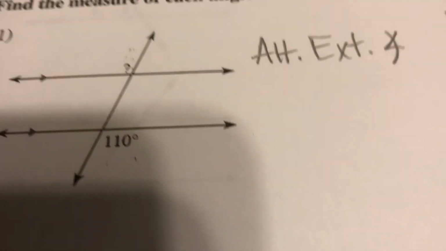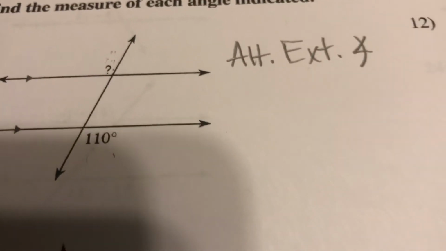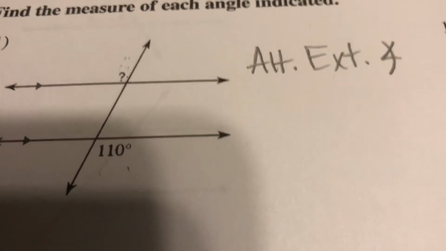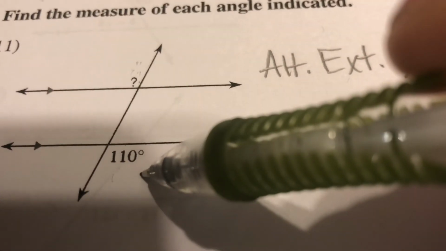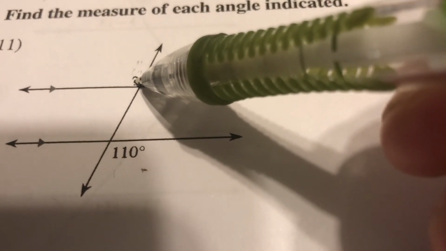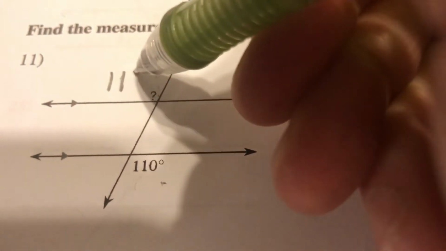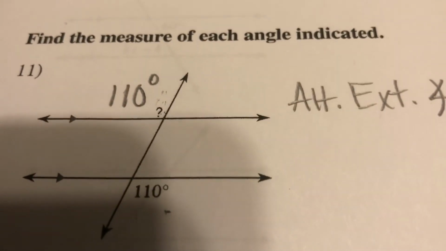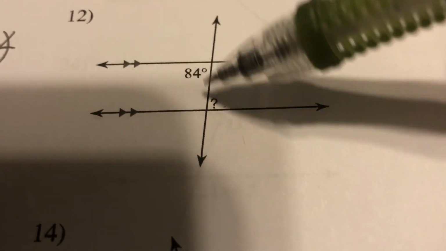And one thing we know about alternate exterior angles is that they are congruent. Remember the other day we used that patty paper and we showed that if we could lay them right on top of each other, they're congruent. So if this one measures 110 degrees, and this is an alternate exterior angle with it and it's congruent, that means that this one has to also measure 110 degrees. Okay? All right, if we look at number 12, we have these two angles right here.